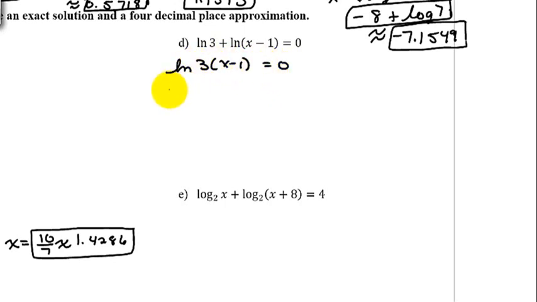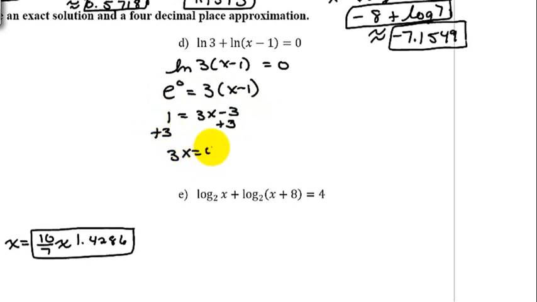The base of the natural log is e. So it's e to the 0 power is equal to 3 times the quantity x minus 1. And you could distribute that right away and write 3x minus 3 here if you wanted to. Anything to the 0 power is 1, so we have 1 equals 3x minus 3, because we have to distribute this 3. And solving for x, we want to add 3 to both sides. That will give us 3x equals 4, and then divide both sides by 3. And we get x is equal to 4/3, and a 4 decimal place approximation of that would be 1.3333.